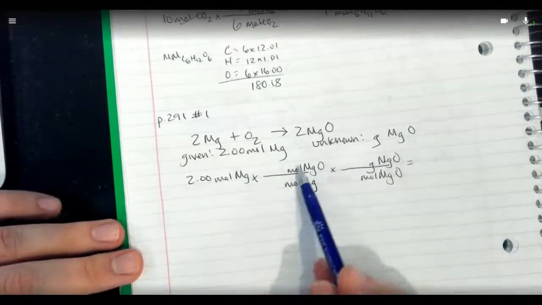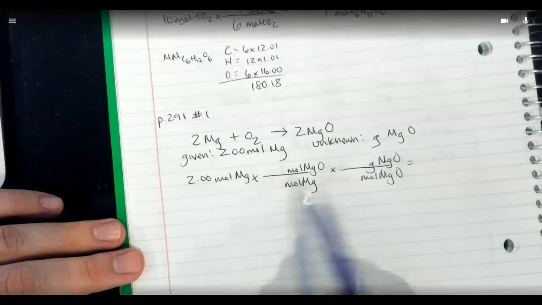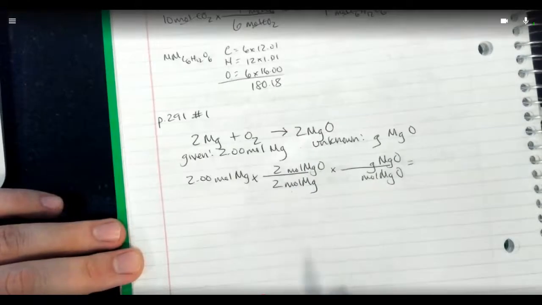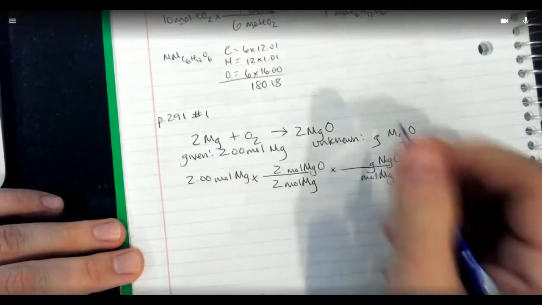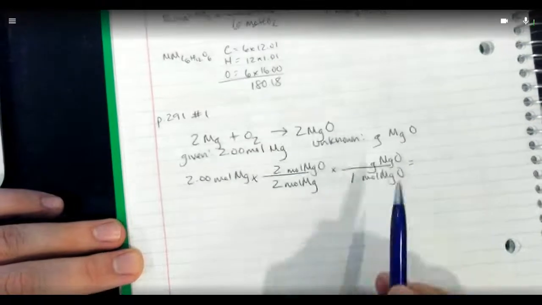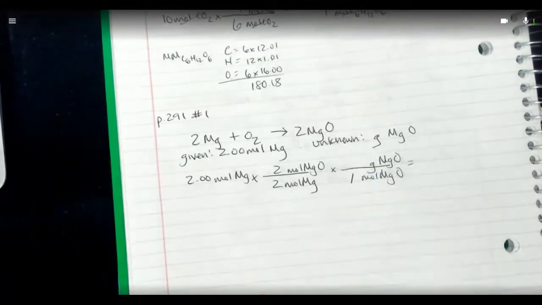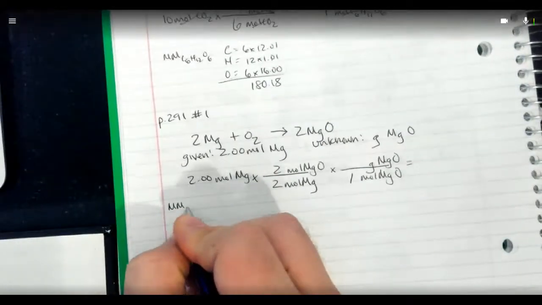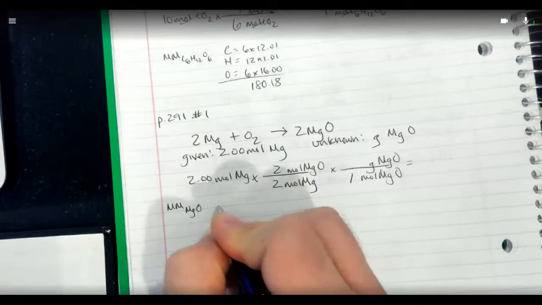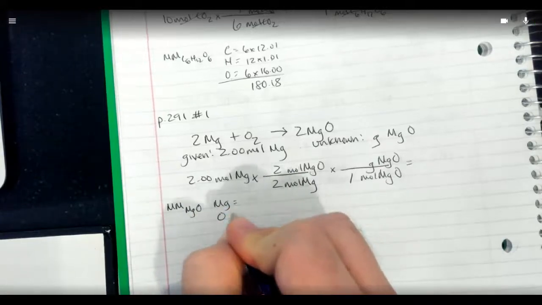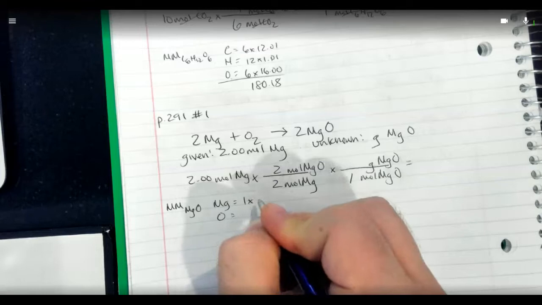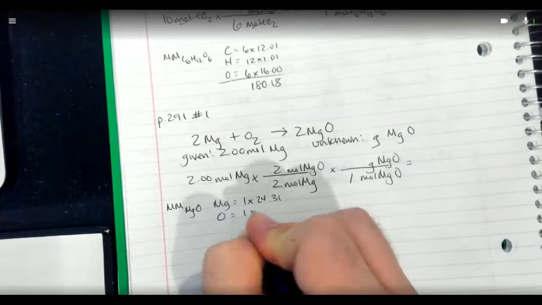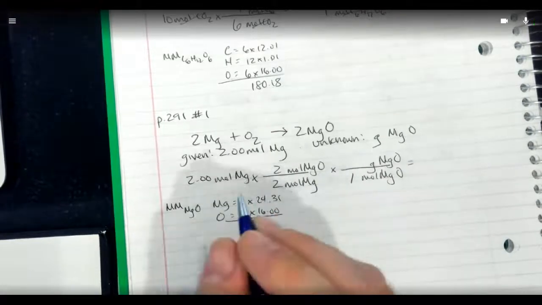So, mole over mole, use the coefficients from the balanced chemical equation. We got a 2 and a 2. Then, gram over mole, mole gets the 1. Then, to find the grams of the substance, you need to refer to your periodic table for the molar mass of magnesium oxide. We have magnesium, we have oxygen. It's 1 times 24.31 and 1 times 16.00.